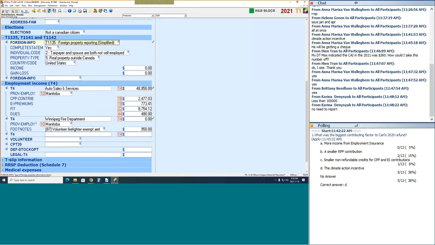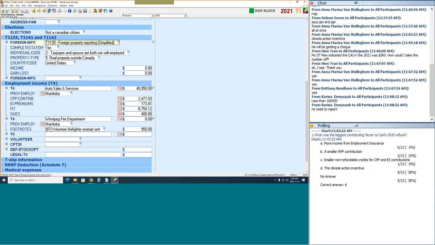All right, now we have a T4, a standard T4, not a problem. You should be very comfortable entering those. I want you to notice he did have union dues. We're going to make sure those union dues are showing up. And then for the Winnipeg Fire Department, you do need a box 14 answer. It was blank, so we need to put zero in there. I'm going to say volunteer firefighter exempt amount.